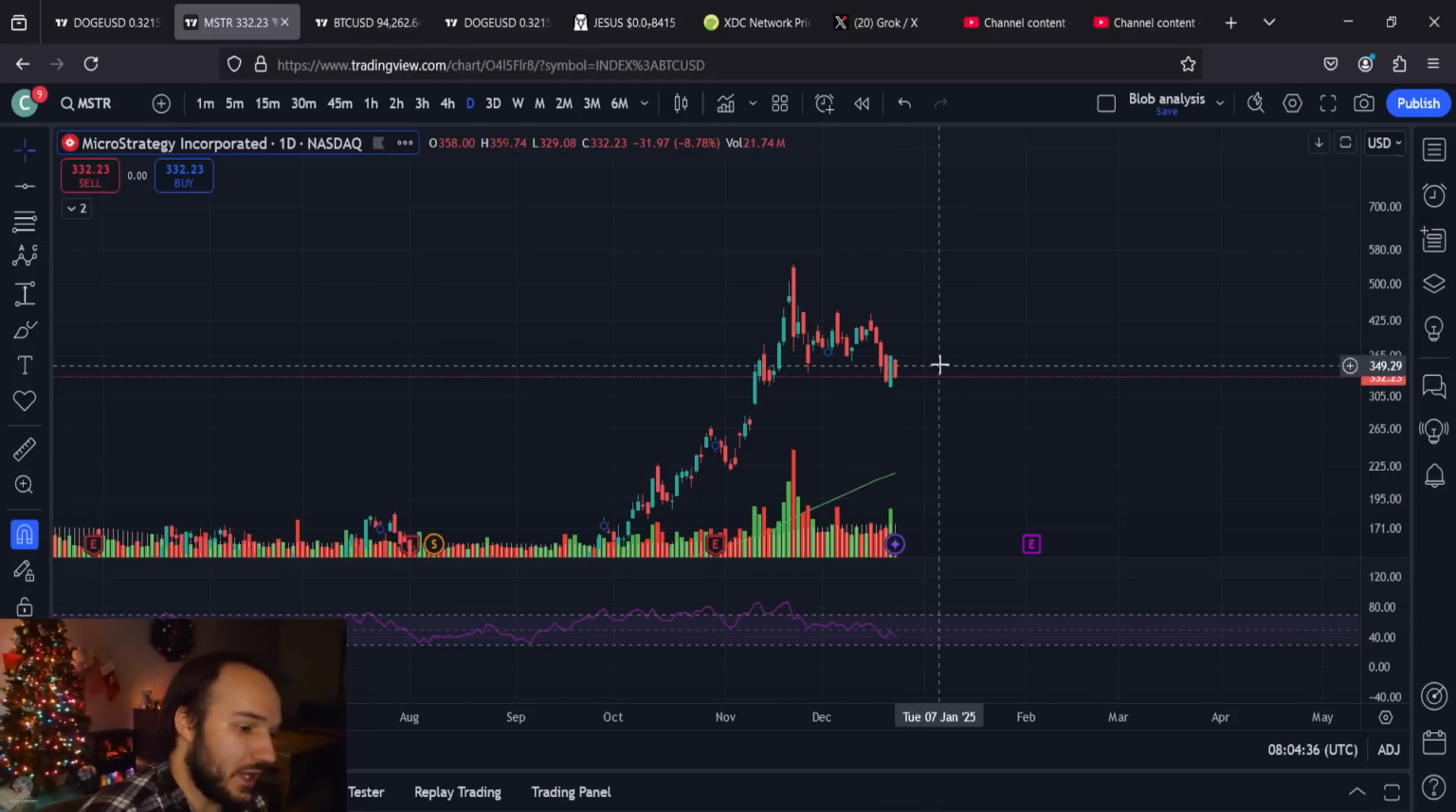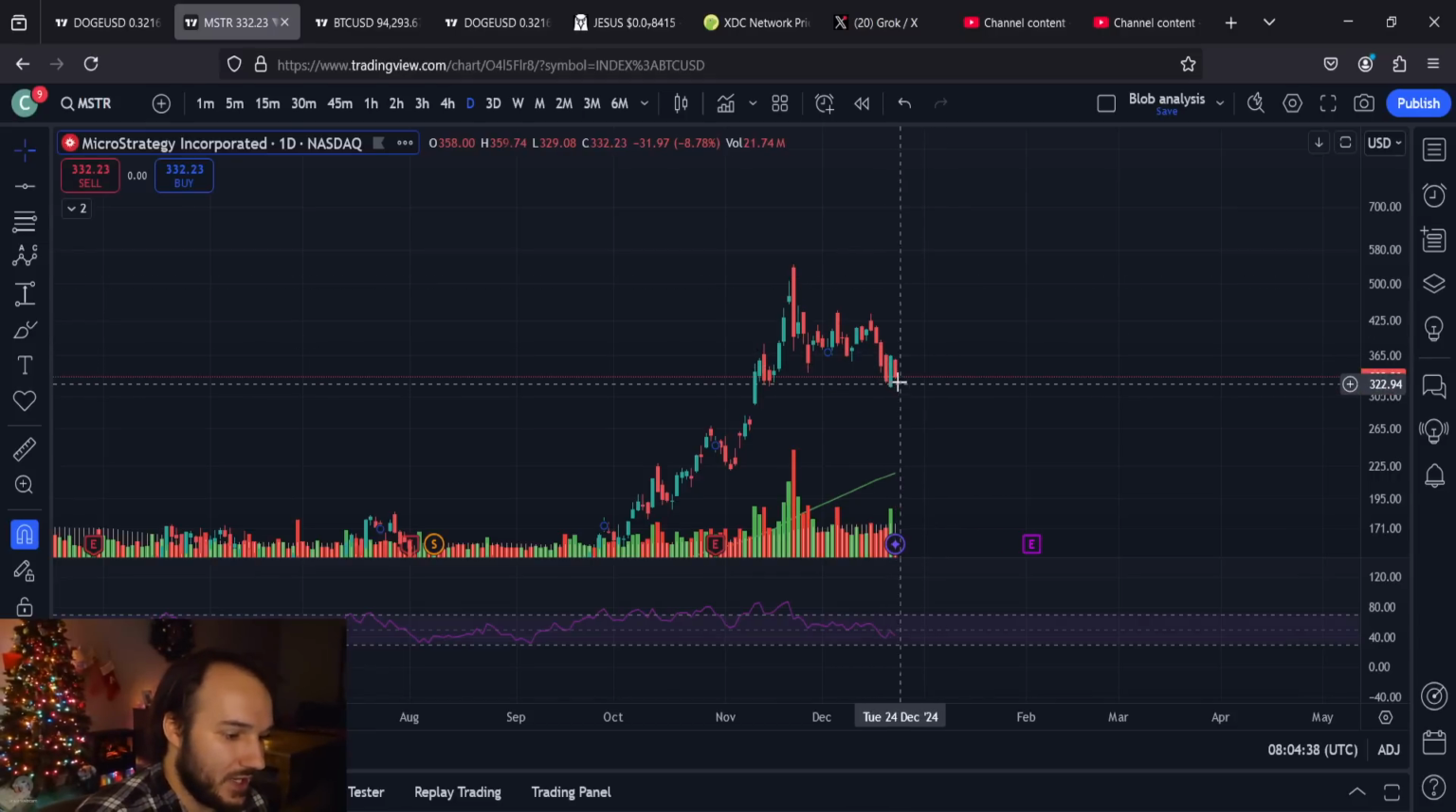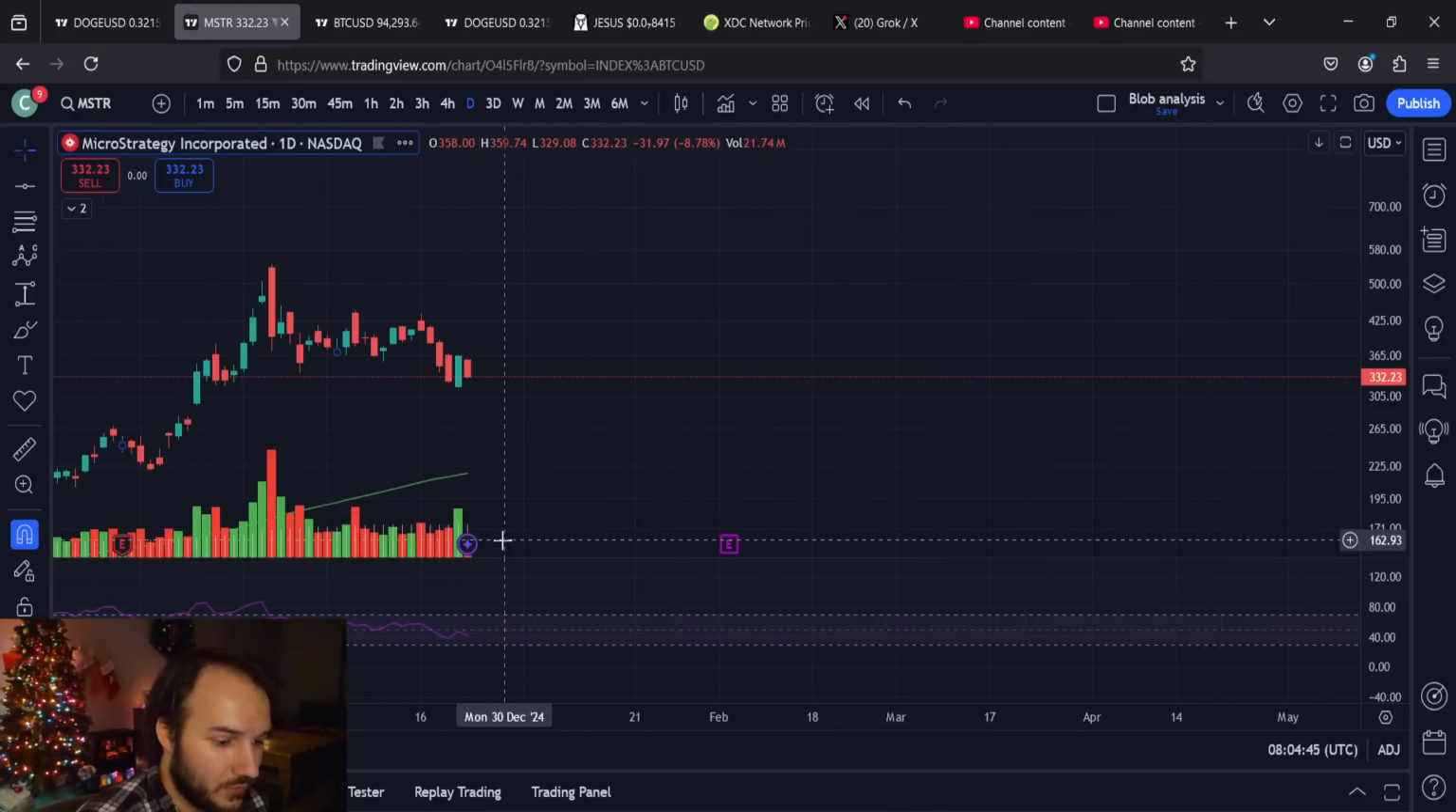This move down that you had today was 8.7% to the downside. The day that you had on Friday last week was 11.5%. Look at the volume difference. Just look at the difference in volume, man. There's no volume. You can't even see it.